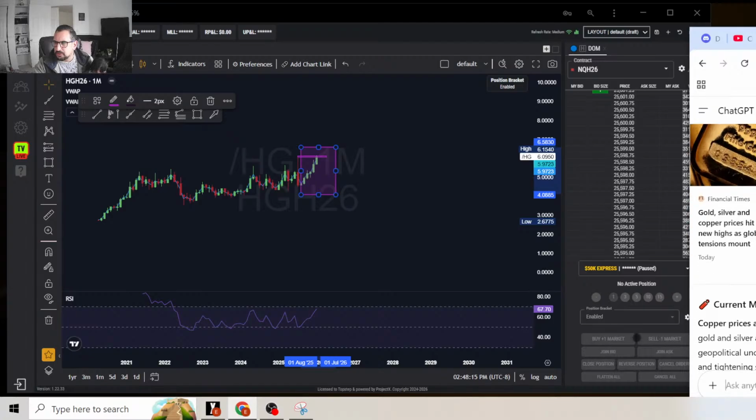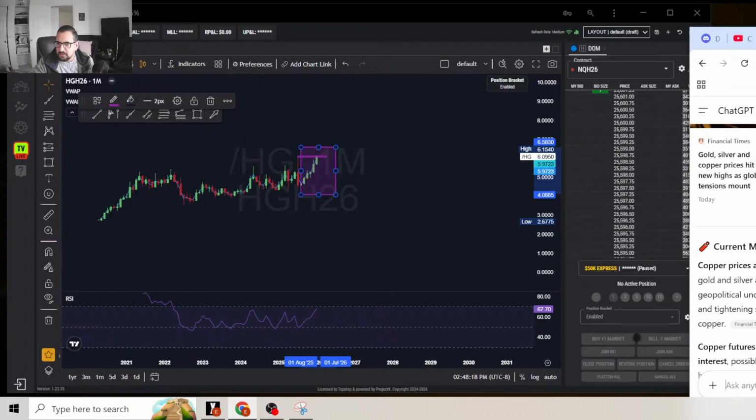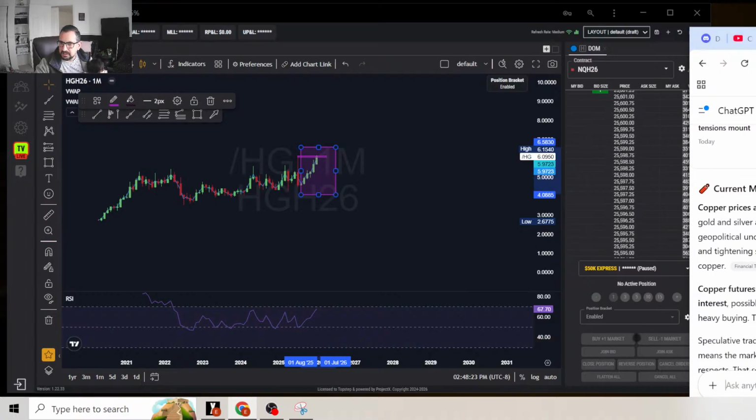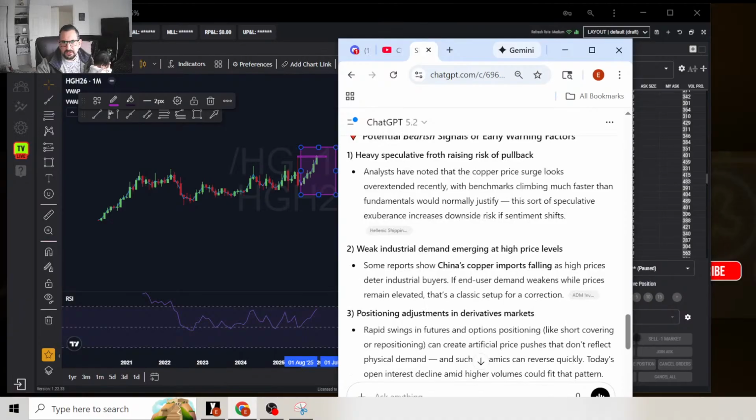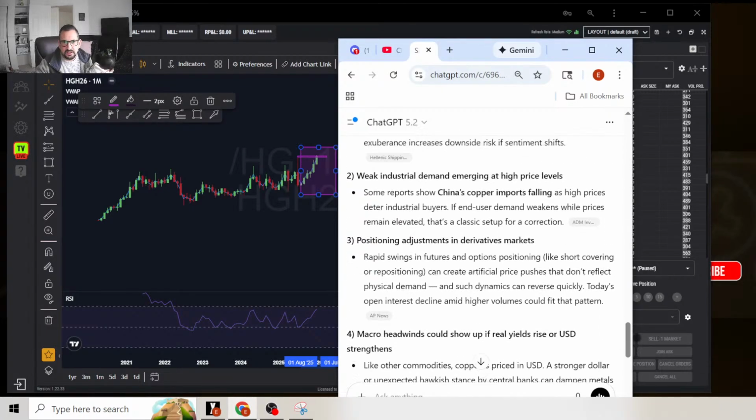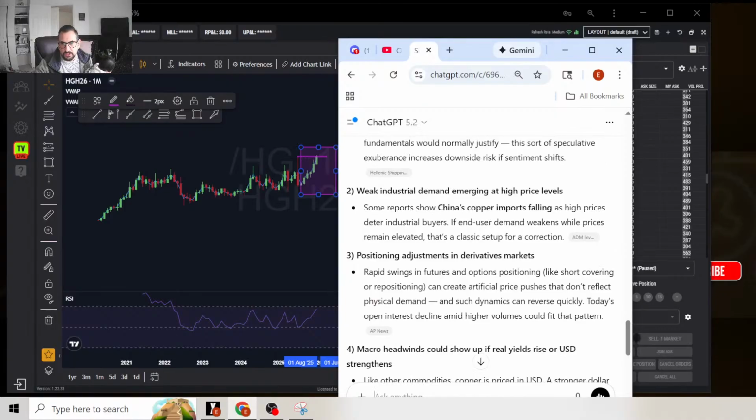Here's the latest. Gold, silver, and copper. Copper prices are hitting all-time highs alongside the other metals like gold and silver. Markets grapple with supply issues and geopolitical uncertainty. Copper futures saw increased trading volume, but slightly lower open interest. Speculative trading is very strong and contributing to the rally. Early heavy speculative froth. Analysts have noted that copper price surge looks overextended recently, with benchmarks climbing much faster than fundamentals would normally justify. Some reports show China's copper imports falling as high prices deter industrial buyers. So we may have a good short opportunity here on copper.